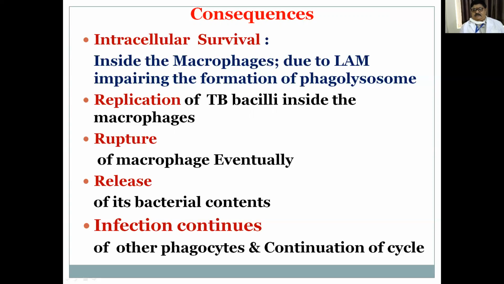And just like the terrorists, they are taking hostage in a place of prayer, like a Gurdwara or a temple. The bacilli also take a sort of umbrage in the macrophage. So they replicate in the macrophage. And again, the macrophage ruptures eventually with release of bacilli, and the infection continues. So intracellular habitat is one very important thing.